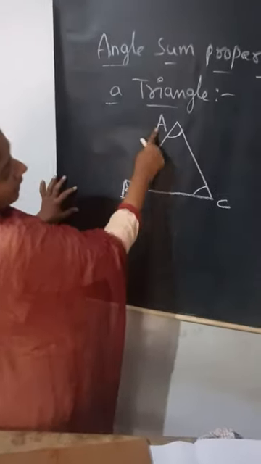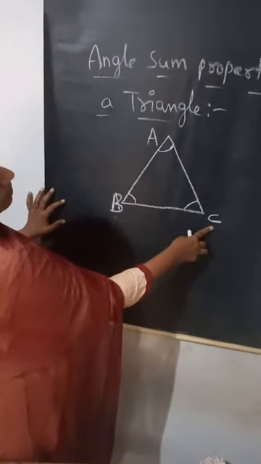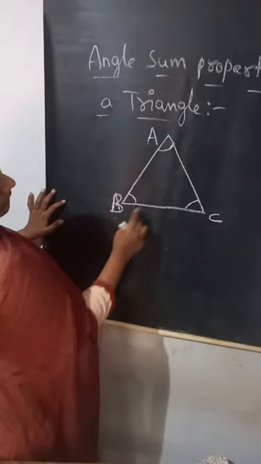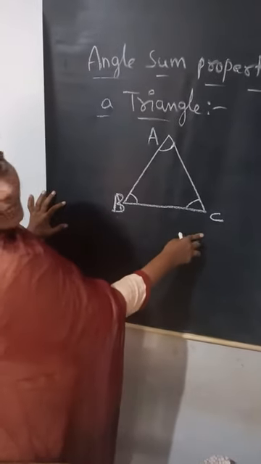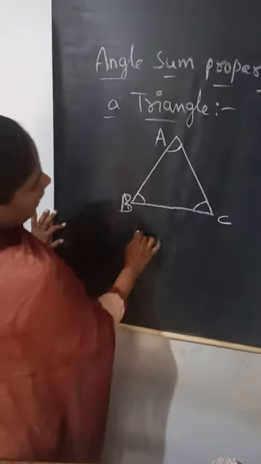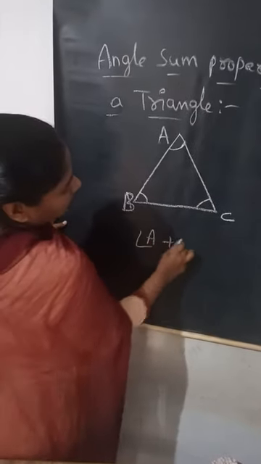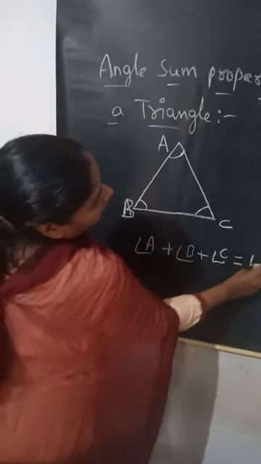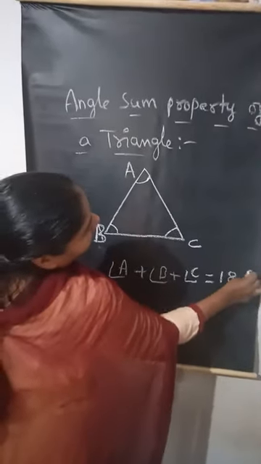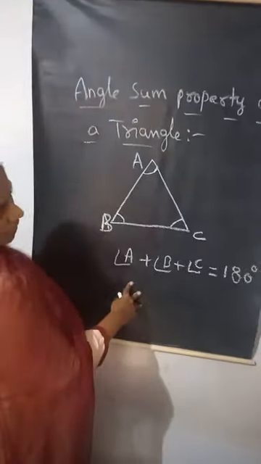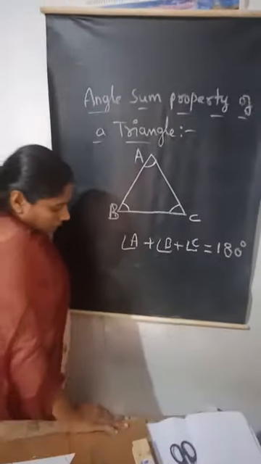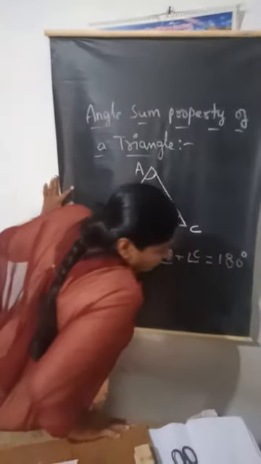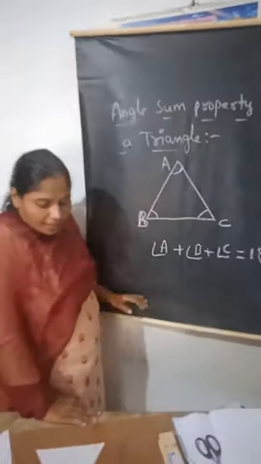This is angle A, angle B, angle C. Angle A plus angle B plus angle C equals 180 degrees. To understand this theorem, we do one small activity.